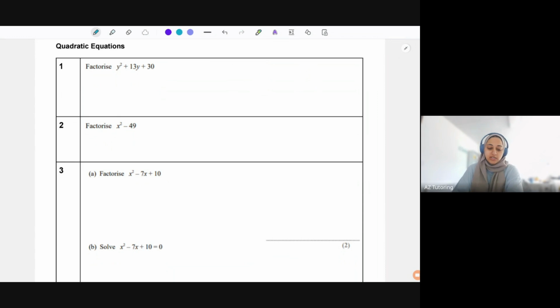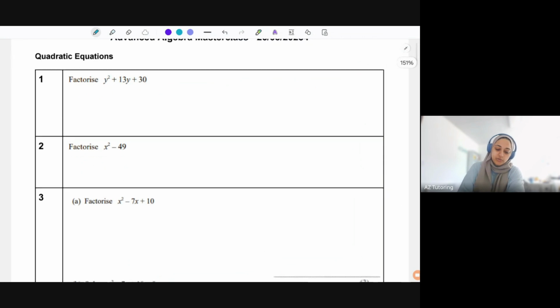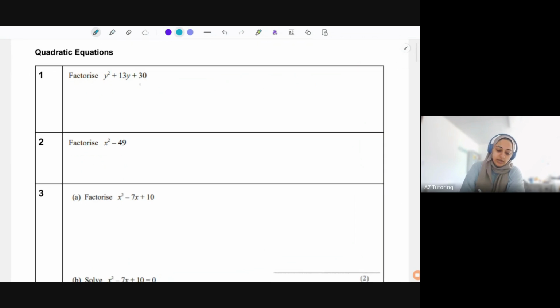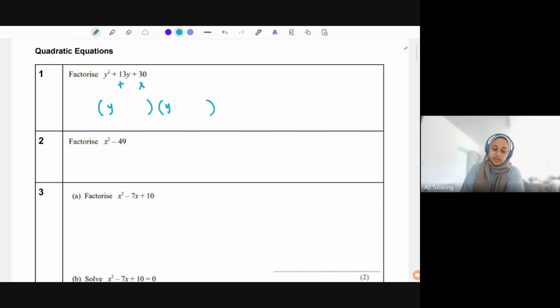So let's factorize this. When we're factorizing, we're putting into brackets. So we're factorizing y squared plus 13y plus 30. We need two numbers that times to give us 30 and add to give us 13. So we're going to set two brackets, put a y in each of these, and I need two numbers that times to give me 30 and add to give me 13. You could just list the factors of 30 and try them.